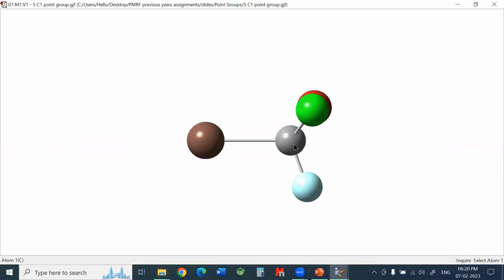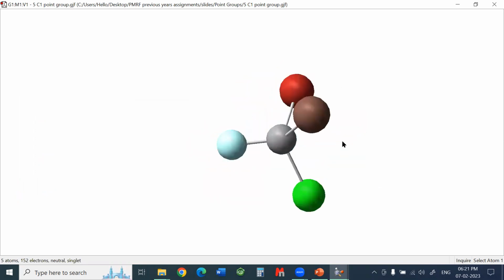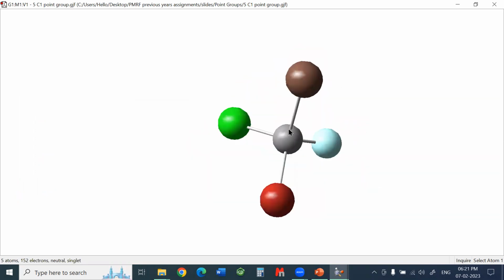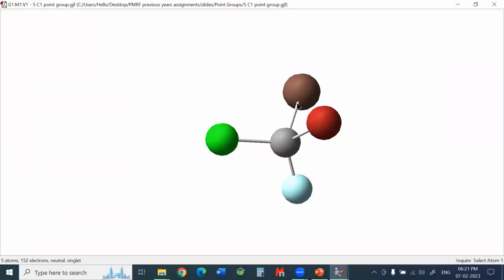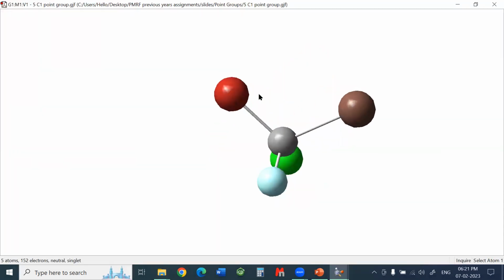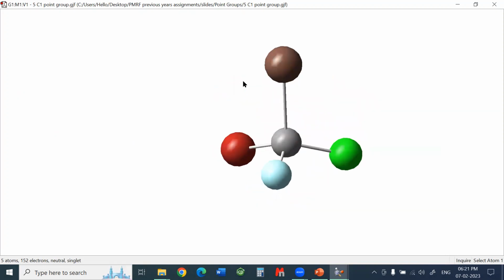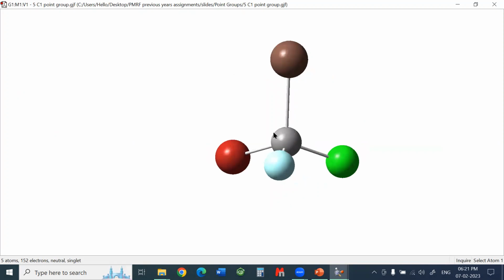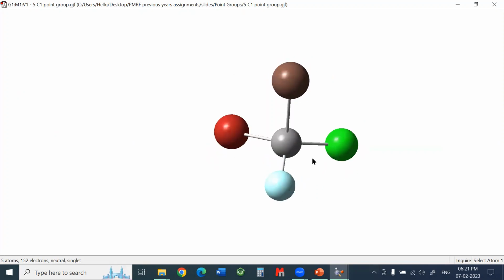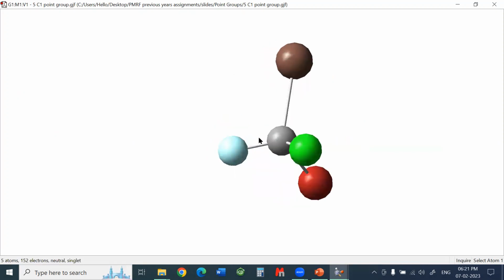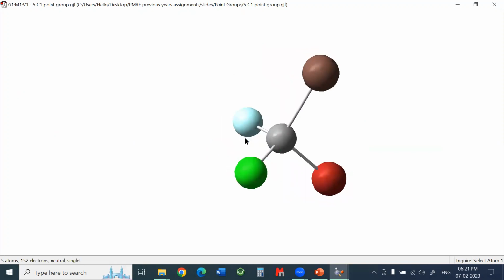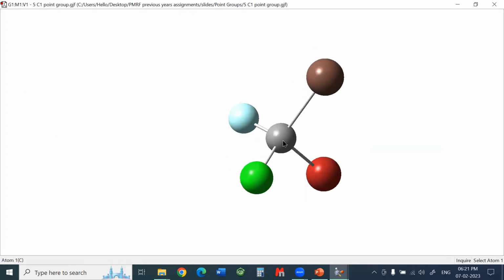So see, this one is the carbon atom. Let's consider this one is the carbon atom, and to this carbon atom, four different groups are attached in the three-dimensional space. You can clearly visualize the structure of this molecule. In this one, there are four different groups attached around the carbon atom. And there are many possibilities in which these four atoms are attached to this central carbon atom.